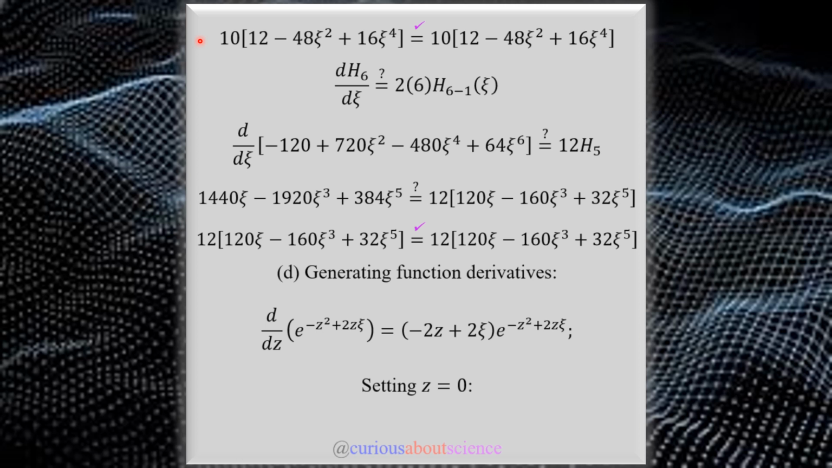Similarly, let's go ahead and check this for the case of the derivative of h sub 6, which will leave us with 2 times 6 times h sub 5, so we know we have the 5th degree there. Plug that in, take the derivative, big coefficients, but what happens when we divide everything by 12 in order to factor it out? We get 120, 160, and 32, and sure enough, that matches what we have here, so those are good to go.